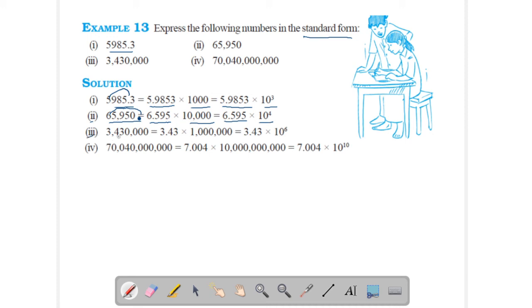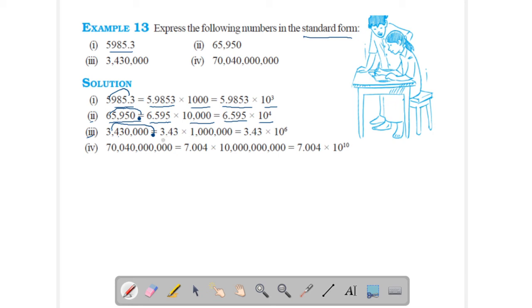It is 34 lakh 30,000. Here where is decimal? Decimal is here, and you have to bring this decimal from here to here, that is after first digit. How many digits are here? 1, 2, 3, 4, 5, 6. It means you have to multiply by 10 lakh.